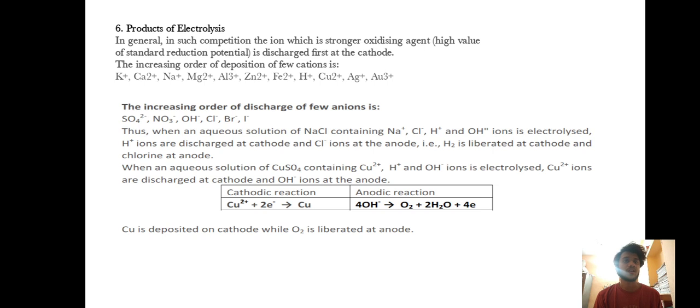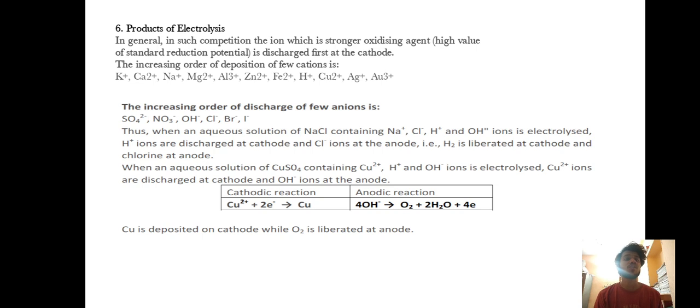Products of electrolysis. In general, in such competition, the ion which is the stronger oxidizing agent, with higher value of standard reduction potential, is discharged first at the cathode. The increasing order of deposition of a few cations is K⁺, Ca²⁺, Na⁺, Mg²⁺, Al³⁺, Zn²⁺, Fe²⁺, Cu²⁺, Ag⁺, Au³⁺.